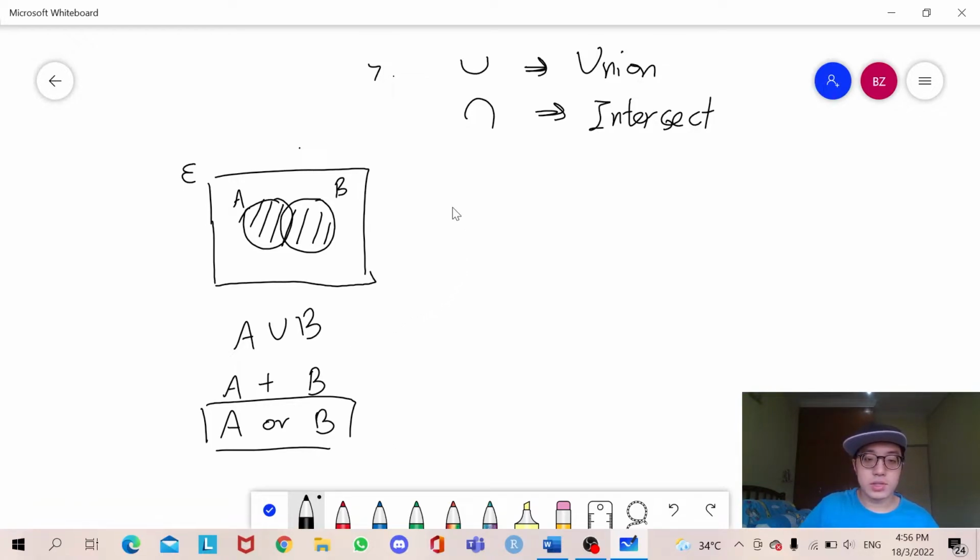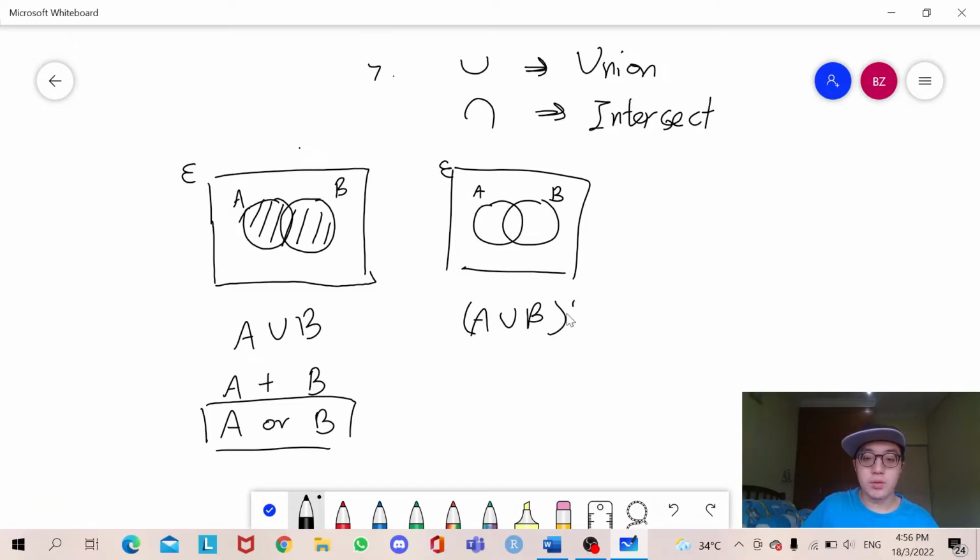And if you say A union B complement, you need to take note that if you see a little stroke up here, it means everything except A union B. So it's everything outside here.